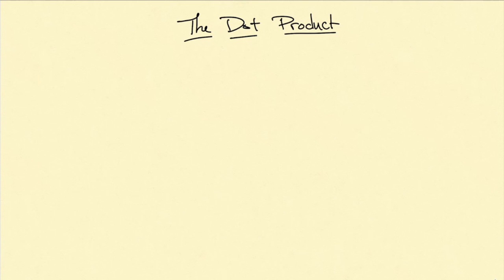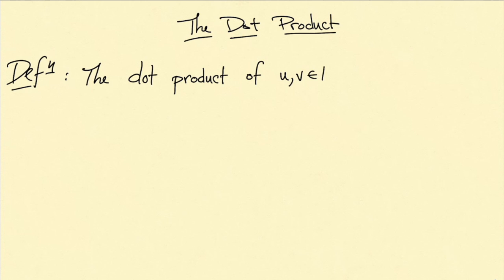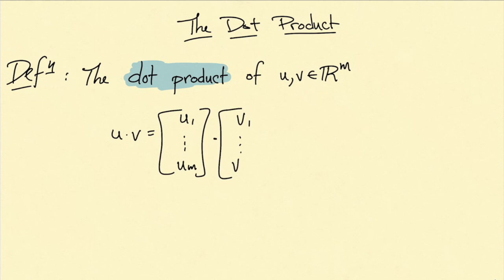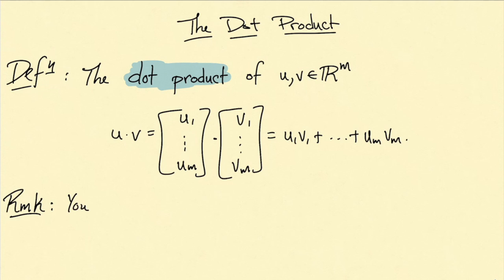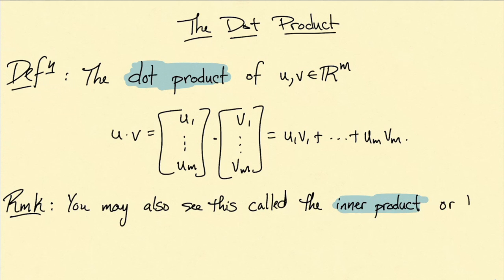In this video, we're going to talk about the dot product. So let's start out with the definition. The dot product of two m-dimensional vectors u and v is defined to be the sum u1 v1 plus u2 v2 plus etc. plus um vm. You may also, in other texts, see this called either the inner product or the scalar product. These names are all interchangeable.